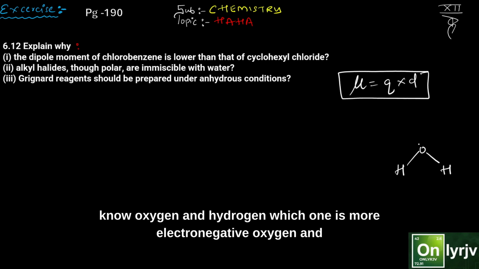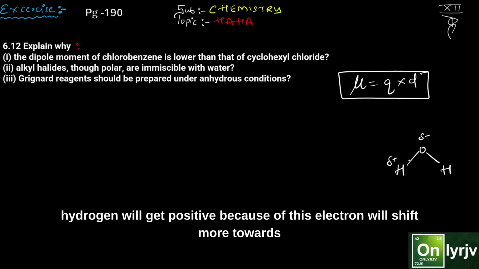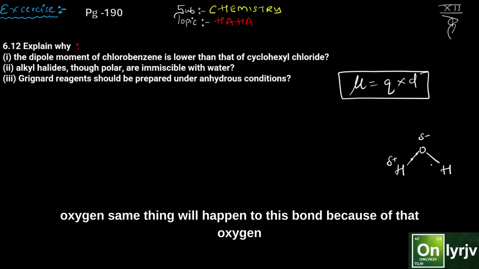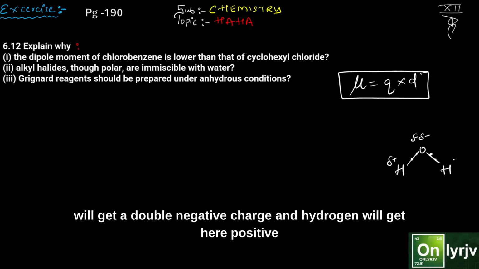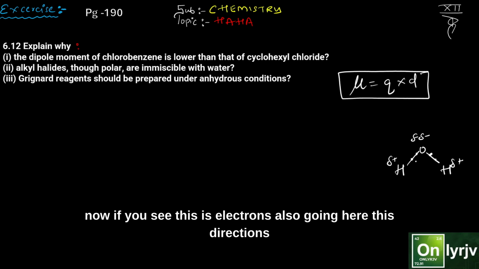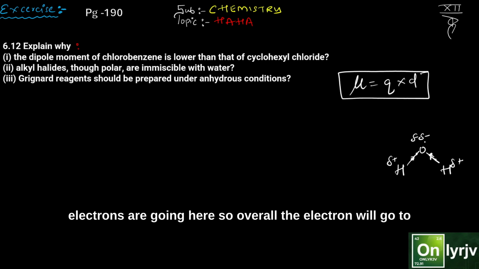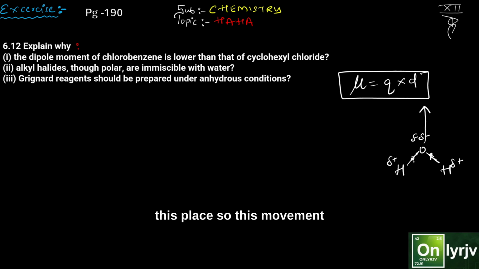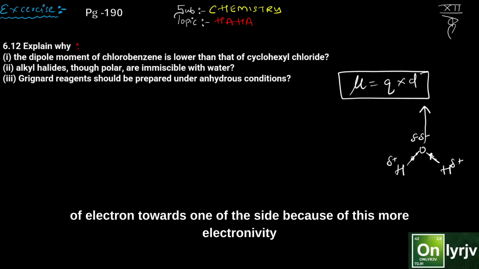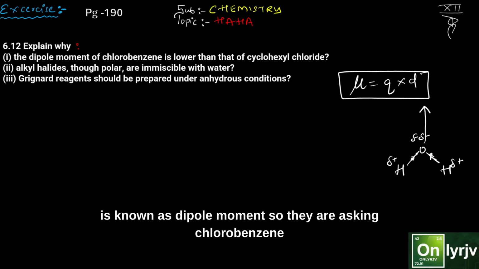We know oxygen and hydrogen, which one is more electronegative? Oxygen, and hydrogen will get positive, because the electron will shift more towards oxygen. The same thing will happen to this bond. Because of that, oxygen will get a double negative charge and hydrogen will get positive. The electrons are going in this direction, so overall the electron will go to this place. This movement of electron towards one side because of more electronegativity is known as dipole moment.